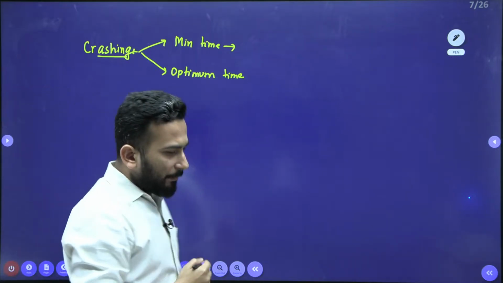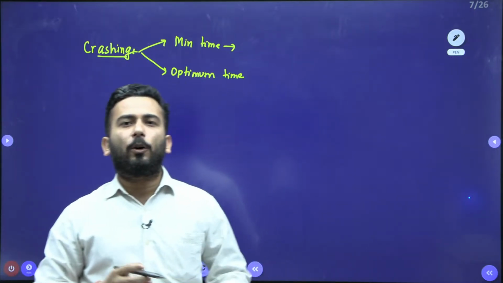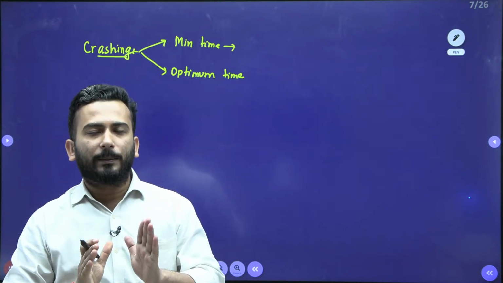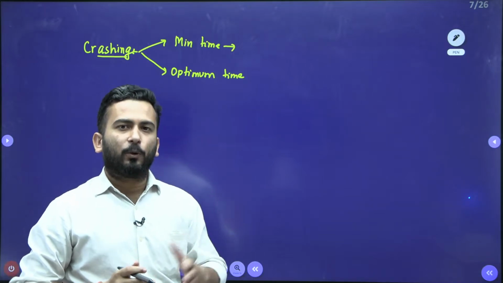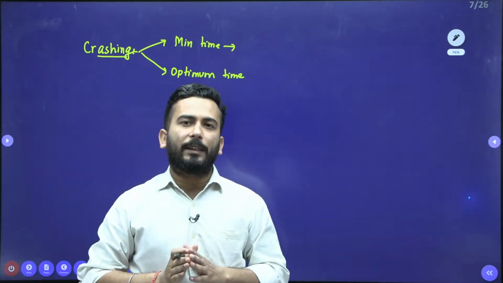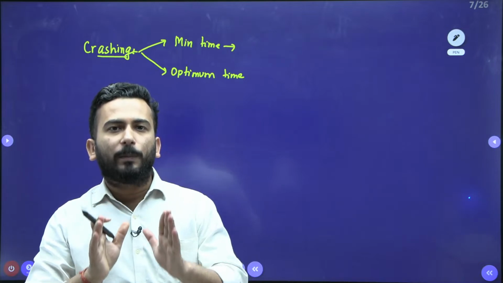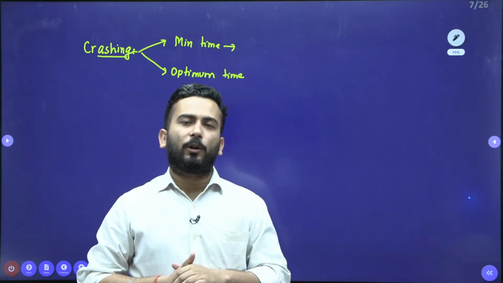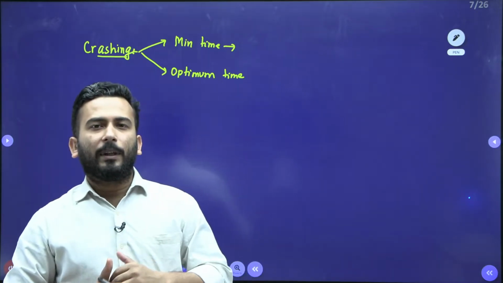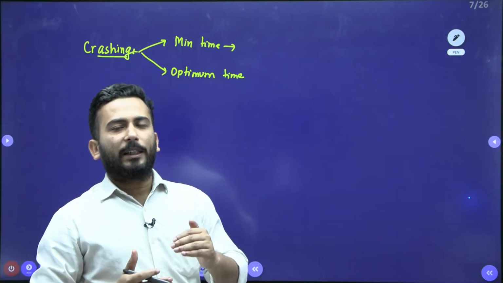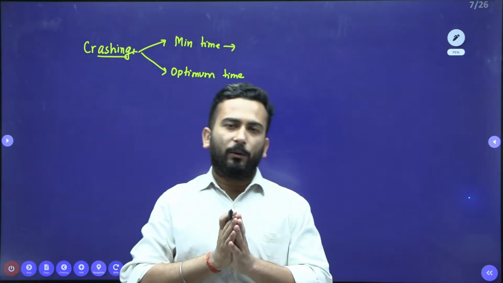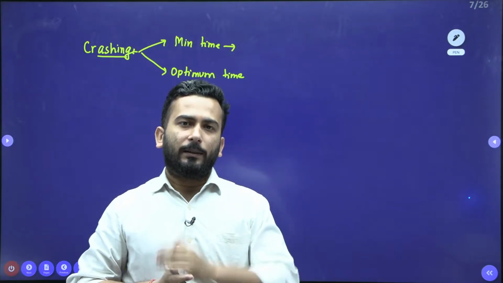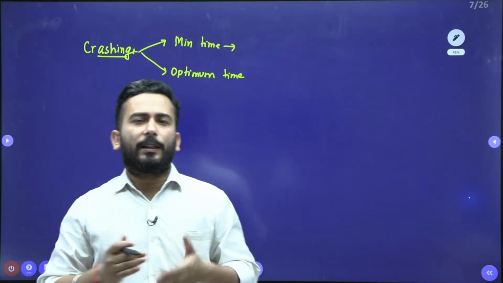Now in crashing, my dear friends, you should remember that we always crash the critical path. Fine, number one thing. Number two, we crash only those activities whose cost slope is the least. I'll tell you what is cost slope. And number three, what is the first step? The first step is, when you get a network diagram, you will have to see which is your critical path and which is your non-critical path.